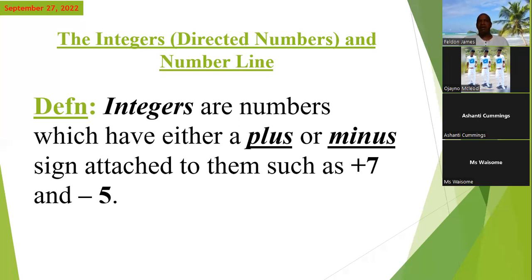Now, why do you think we came up with these numbers, positive and negative numbers? Anybody? Why did we come up with positive and negative numbers?